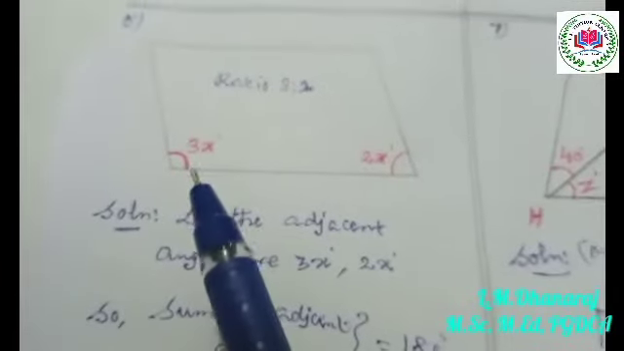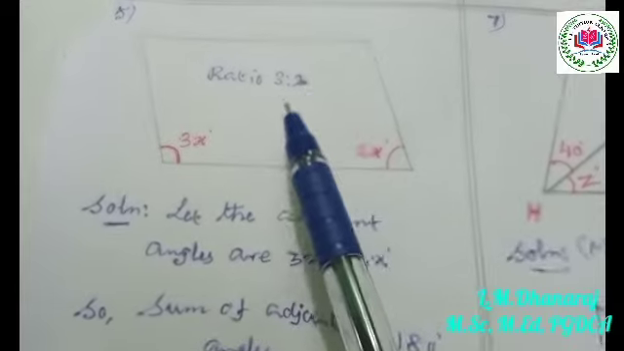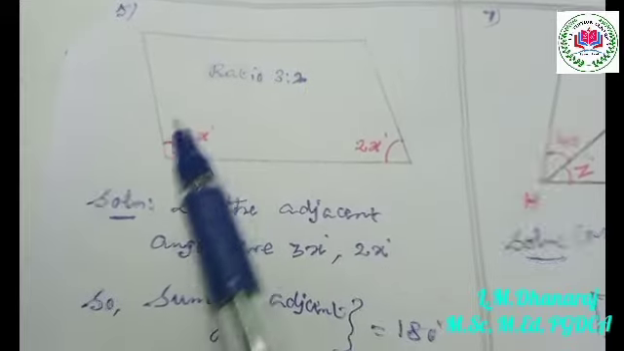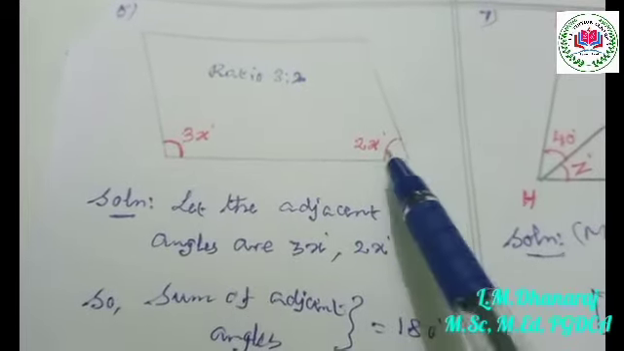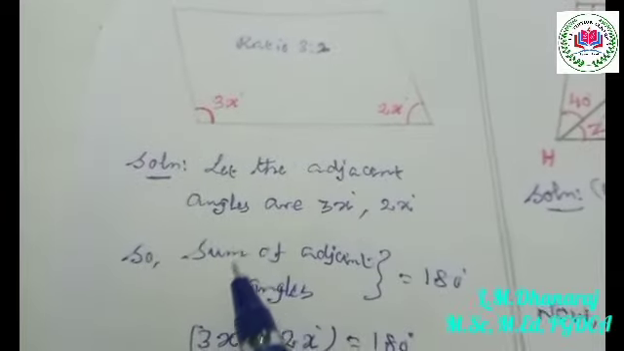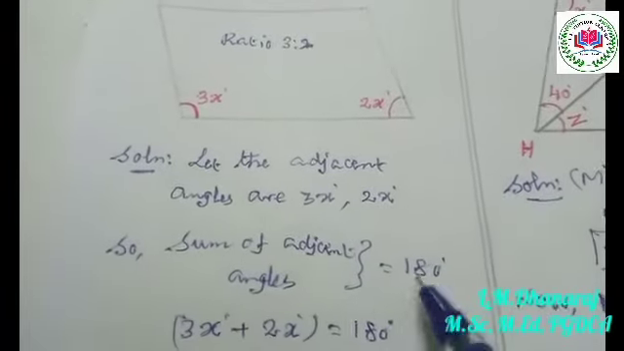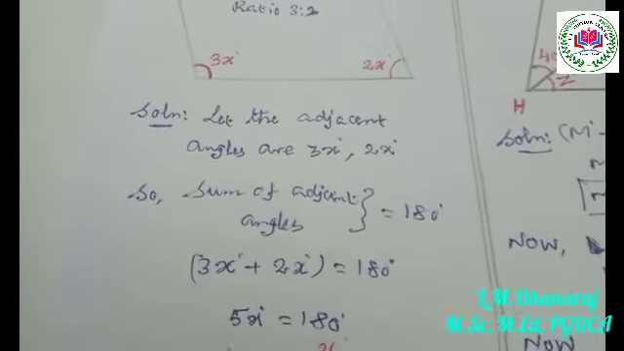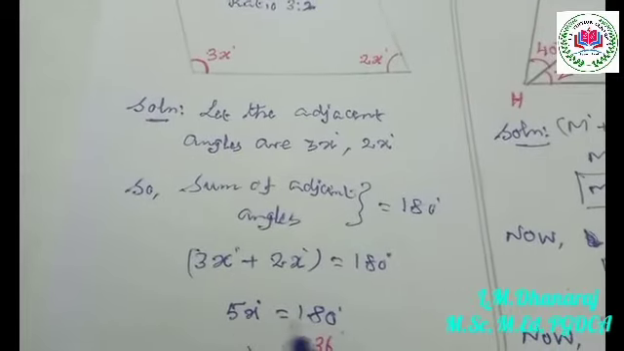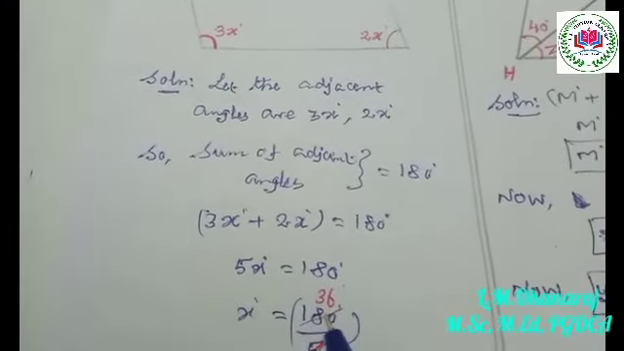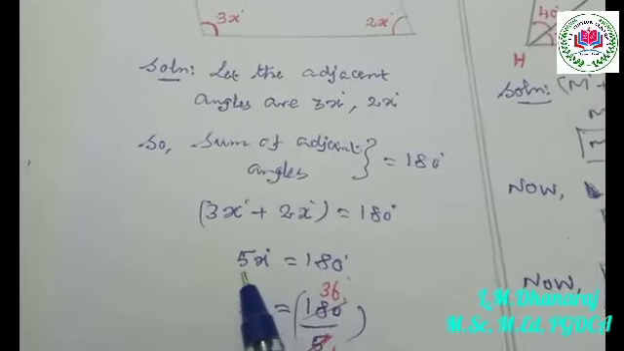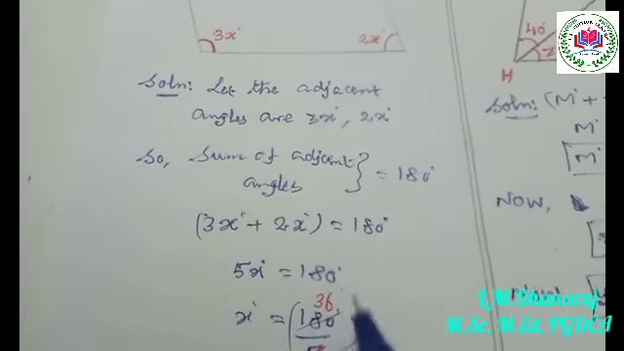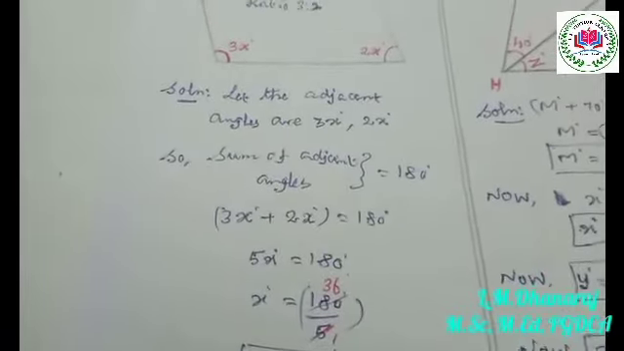Fifth sum, two adjacent angles are given in the ratio of 3:2. Let us consider them as 3x degrees and 2x degrees. Now the sum of adjacent angles in a parallelogram is 180 degrees, which means 3x plus 2x is equal to 180 degrees. So 3 plus 2 is 5, 5x is equal to 180 degrees. Therefore x is equal to 180 divided by 5. Since it is under multiplication, it should be considered as a division. So 5 times 36, x is equal to 36 degrees.